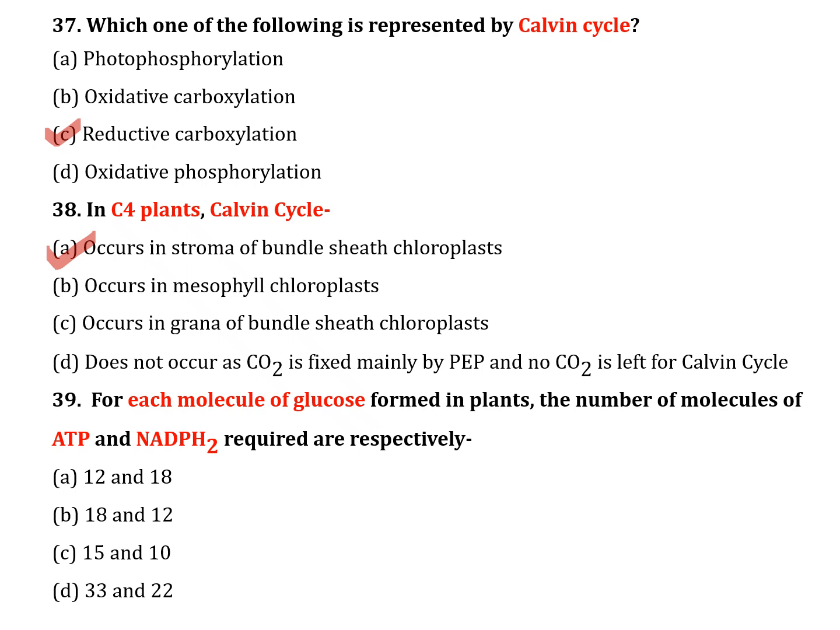The next question, number 39. For each molecule of glucose formed in plants, the number of molecules of ATP and NADPH2 required are respectively: option A, 12 and 18. Option B, 18 and 12. Option C, 15 and 10. Option D, 33 and 22. The correct answer is option B, 18 and 12. 18 ATP and 12 NADPH2 are required.